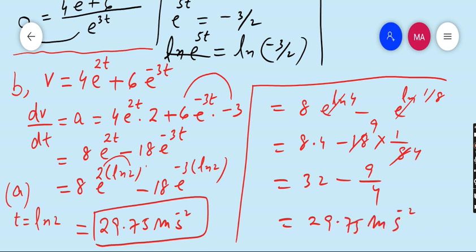So these are the steps I do for you, because some students get confused about how to evaluate e to the power of something and ln of something. So this is the final answer of part B. Now come to part C.